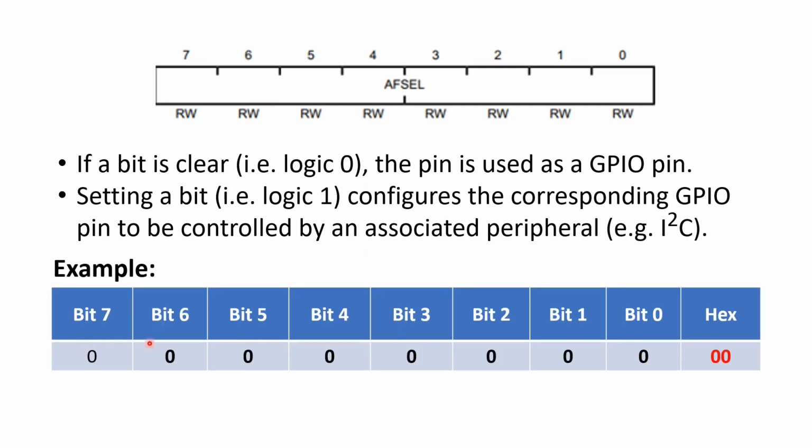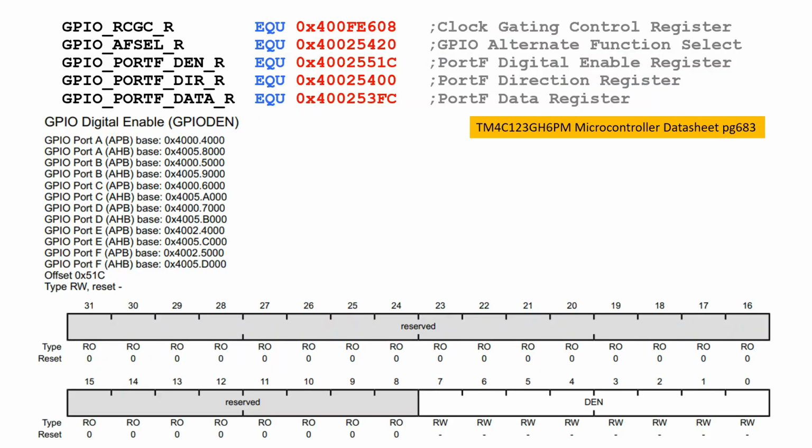Here's an example where all the bits are set to 0. That means we're using all the bits as GPIO pins and the hex value is 00. The next register is the digital enable register. Now the purpose of this register is to allow the pin to be used for digital input-output operations. So let's focus on bit 0 to bit 7.